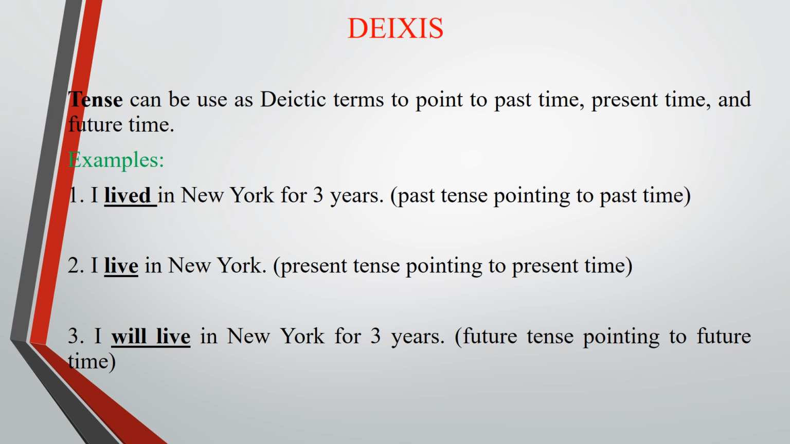Deixis can also be expressed by tense. Tense can be used as a deictic term to point to past time, present time, and future time. For example, when you say, I lived in New York for 3 years, the tense in this sentence points to past time. Now, I live in New York. The tense of the verb in this sentence points to present time. And I will live in New York for 3 years. The tense of the verb in this sentence points to future time.